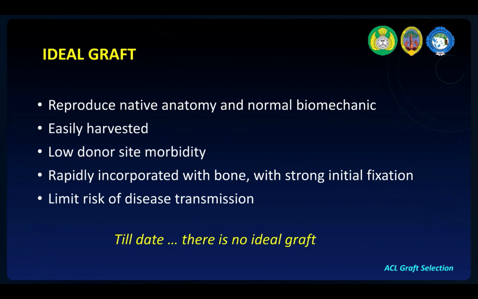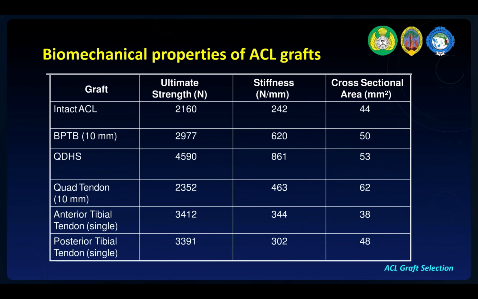The ideal graft should reproduce native anatomy and normal biomechanics. It is easily harvested, has low donor site morbidity, rapidly incorporates with bone, with strong initial fixation and limited risk of disease transmission. Unfortunately, to date, there is no ideal graft. And if you look at the biomechanical properties of the ACL grafts, all commonly used grafts have higher strength and stiffness compared to native ACL.